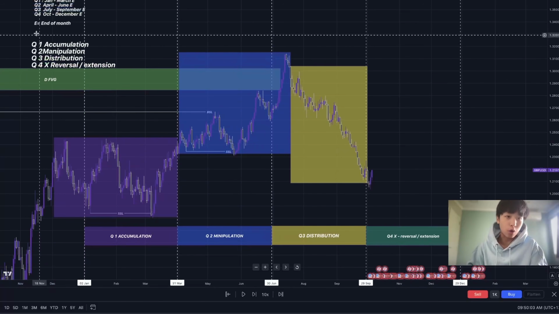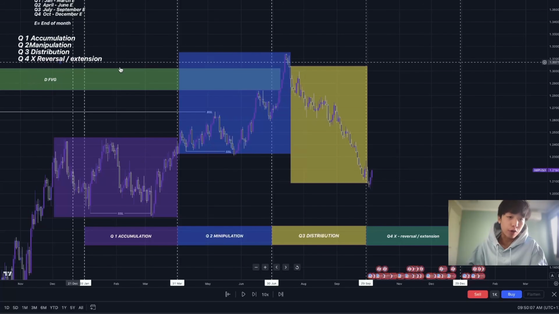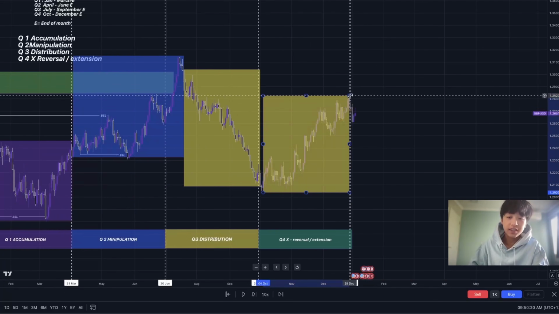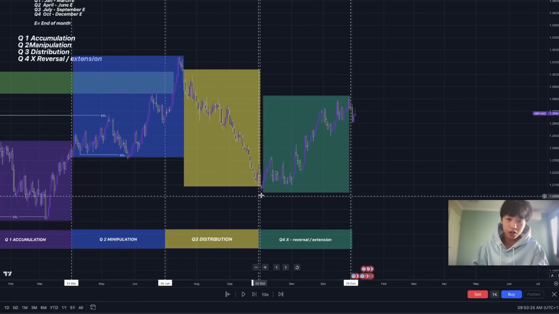And then finally we have our quarter four, which is October to December, and this can either reverse or extend. So let's see what happens. So cool, we clearly see that price has reversed on the previous quarter, because it was bearish, now it's reversed bullish.